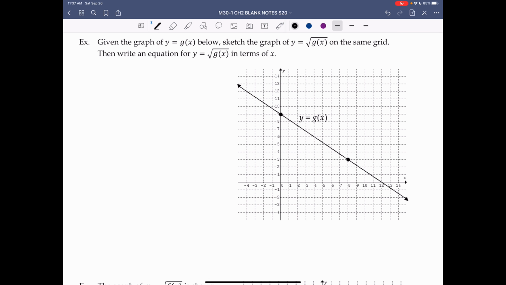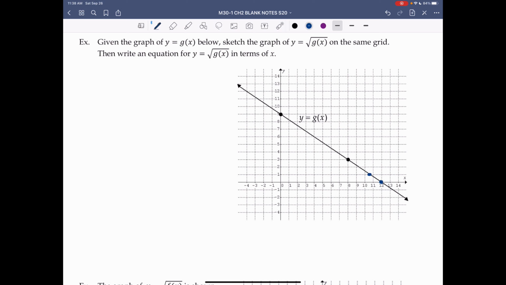Given the graph of y equals g of x below, sketch the graph of y equals the square root of g of x on the same grid. Then write the equation for y equals the square root of g of x in terms of x. So starting with drawing our graph, we know that our invariant points are going to be at y equal to 0 and y equal to 1. So find the points on your graph where y is equal to 0 and y is equal to 1 and put a dot.